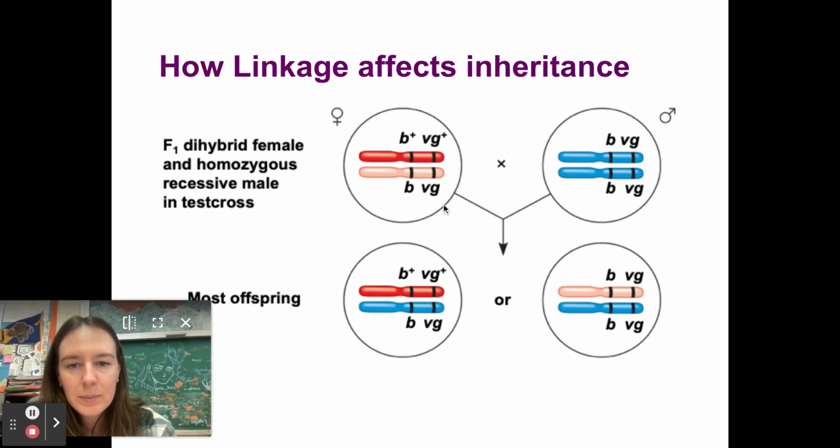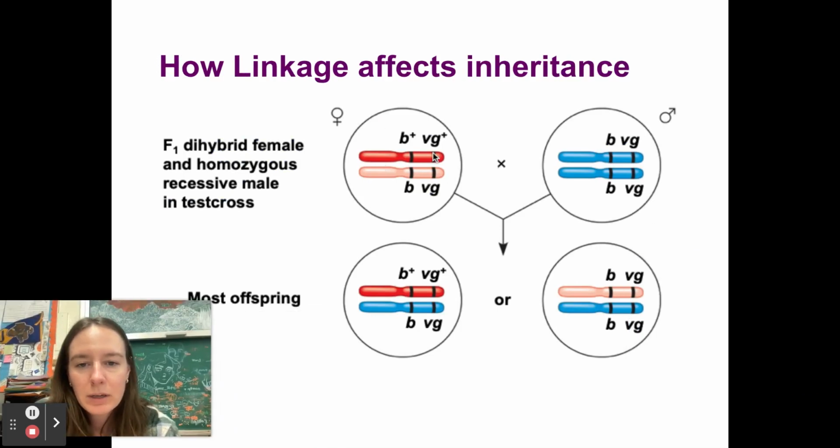So here's our mom and here's our dad, and here's a homologous chromosome pair. We're looking at 2 different genes on the same chromosome that are linked. Here we have our B allele, and this is a wild type. We don't know what it is for yet, but just follow along. And this is another allele, a VG wild type. Then on the other chromosome, you have 2 mutant alleles. This is the mom's, and this is the dad's, and the dad has all mutant alleles here.